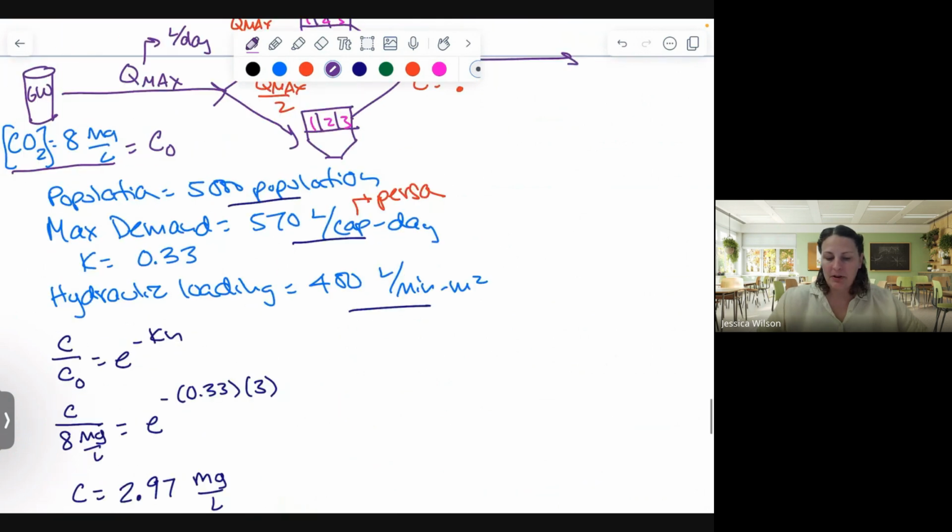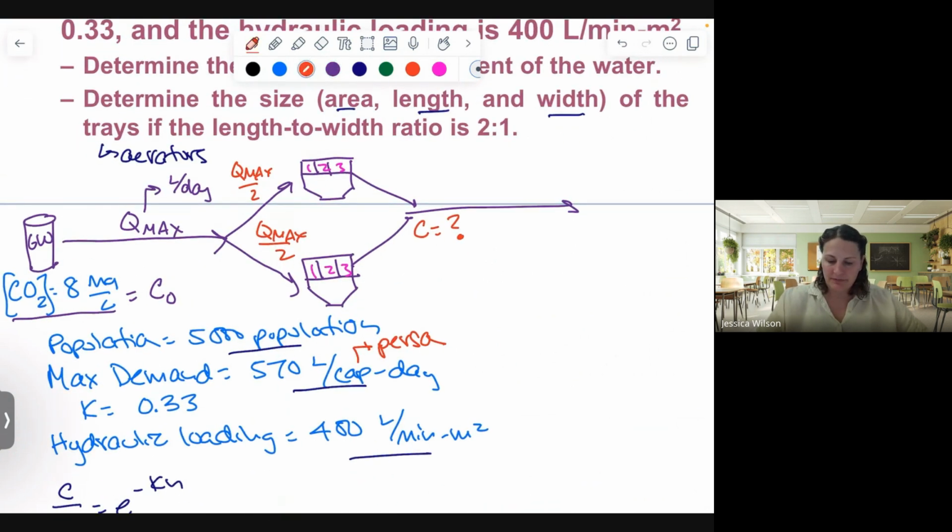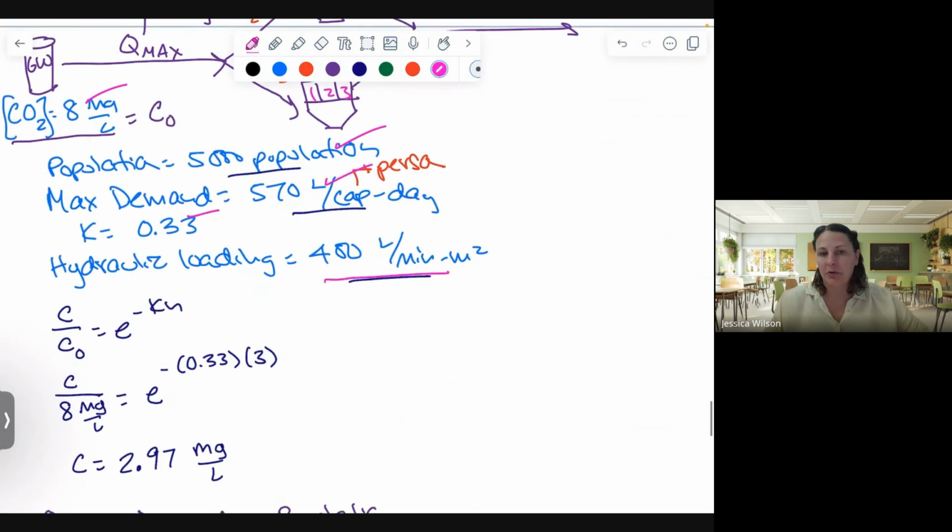So now we've used this population, we've used this maximum demand, we've used the K, we've used the CO2. The only piece of information we haven't used yet is our hydraulic loading. Okay. And if we look at the units of hydraulic loading, if you've heard this term before, if you haven't heard this term before, we can tell what this hydraulic loading tells us about this system just by looking at the units.